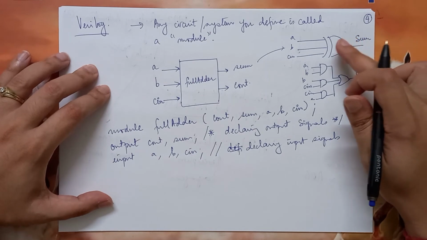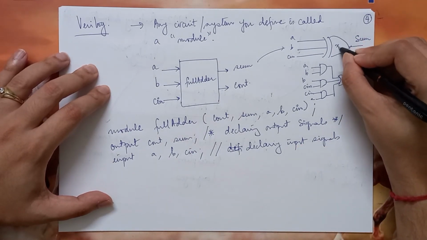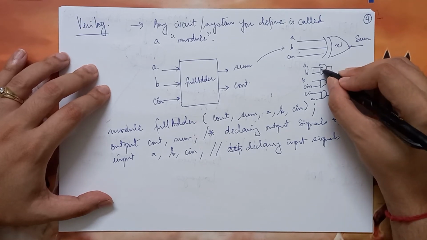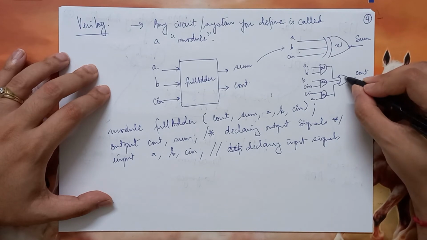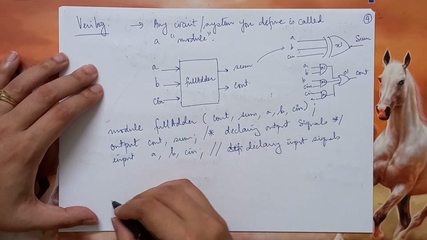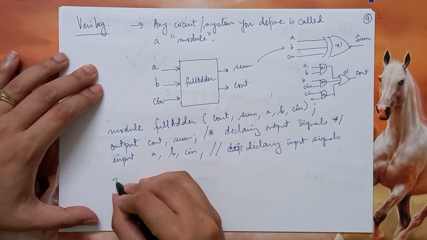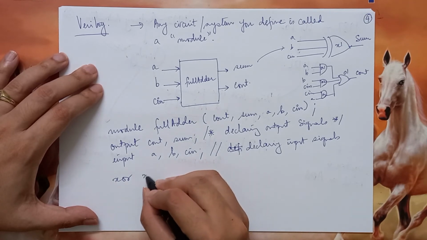Now whenever you define gates, it's always good to give them some kind of a name. Let's call this x1, let's call these a1, a2 and a3 for the 3 AND gates, and let's call this o1. These are called instance names. So when I'm declaring an XOR gate, I will say XOR. XOR is again a keyword. And then I'll say XOR x1.